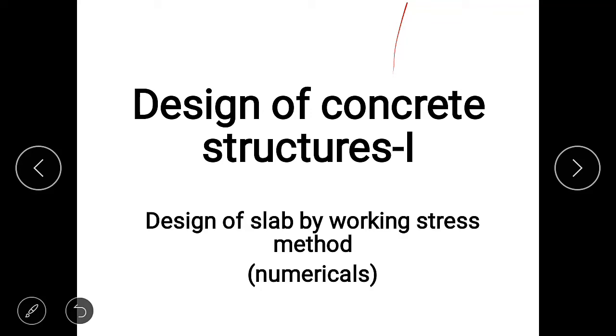Good morning, students. Our subject is Design of Concrete Structure 1. Our today's topic is Design of Slab by Working Stress Method. In last lecture, we solved one example of one-way simply supported slab. And in today's lecture also we have to solve one example of one-way simply supported slab.